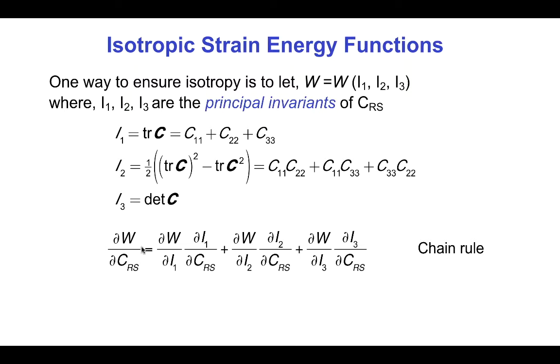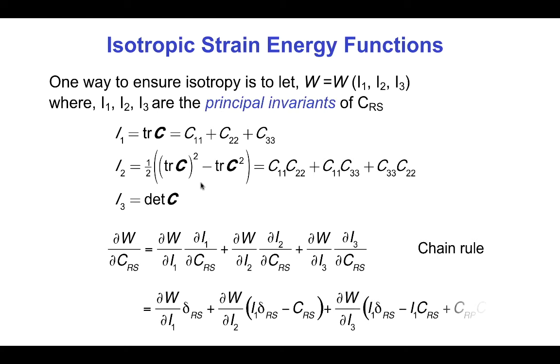So if we have W as a function of the principal invariants, how do we get the Piola-Kirchhoff stresses? Well, recall that the Piola-Kirchhoff stress is ∂W/∂CRS, so applying the chain rule, we can compute the derivatives of W with respect to I1, I2, and I3, and then multiply them by the partial derivatives ∂I1/∂CRS, ∂I2/∂CRS, and ∂I3/∂CRS. Now, since I1, I2, and I3 are known functions of C, we can compute these. So the first one, for example, ∂I1/∂CRS, is easy. It's just delta RS. In other words, the derivative of I1 with respect to CRS is 1 when R and S are equal, or 0 when R and S are not equal to each other.